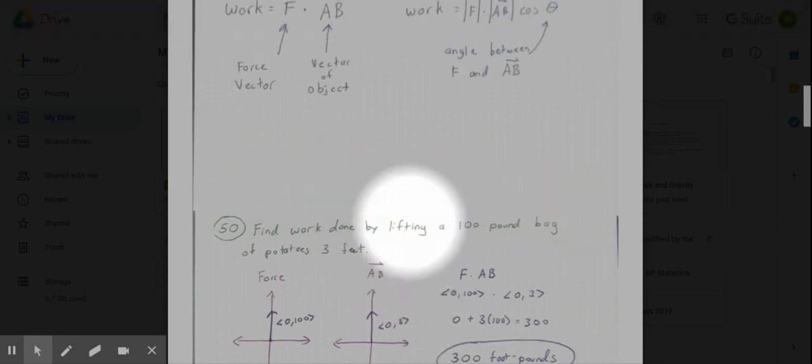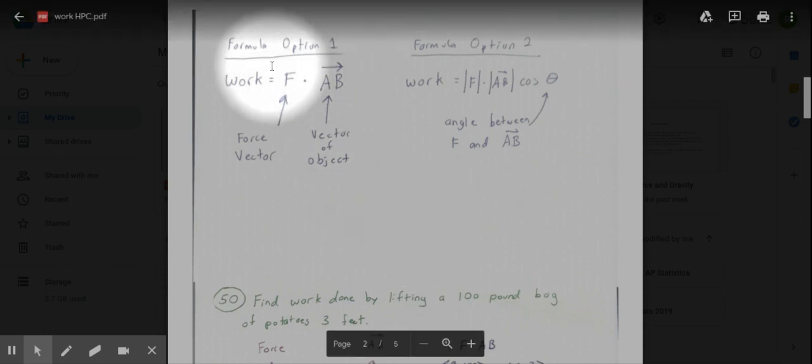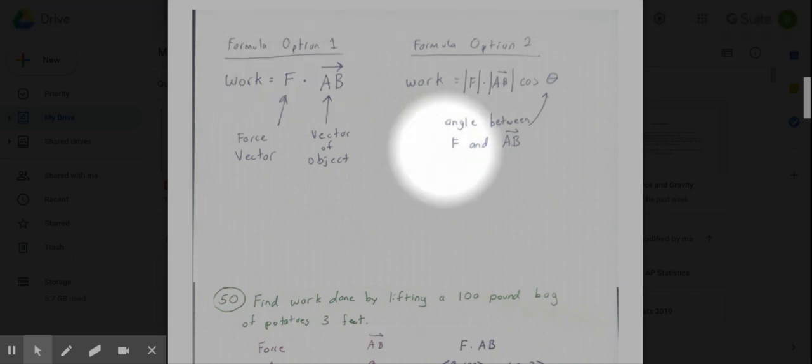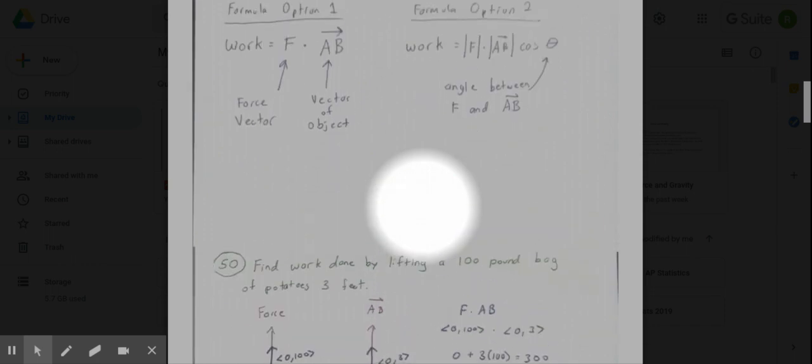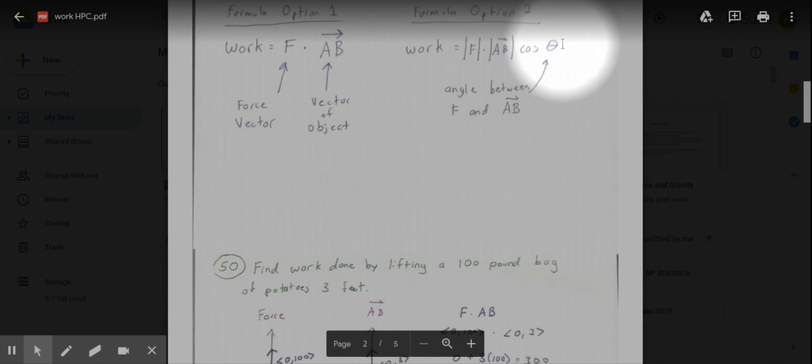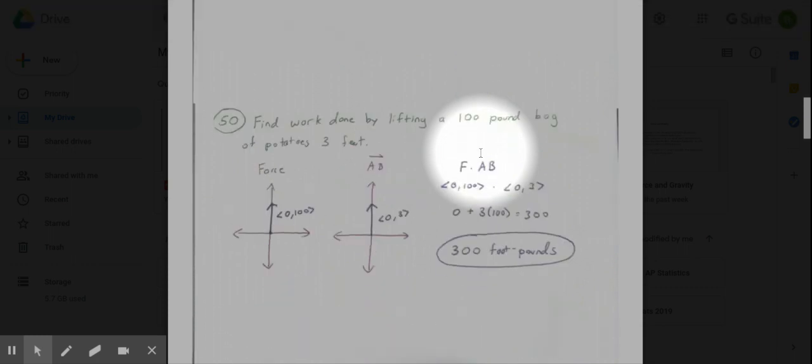When you're doing these, you have a choice between two formulas to use. You could either do the dot product one or the magnitude formula. In this problem, either one works. The angle between them would have been 0 degrees, so you would have done cosine 0. The magnitudes are 3 and 100, so you would have gotten 300 pretty quickly. For the sake of showing you how the first formula works, though, I chose the first formula here.